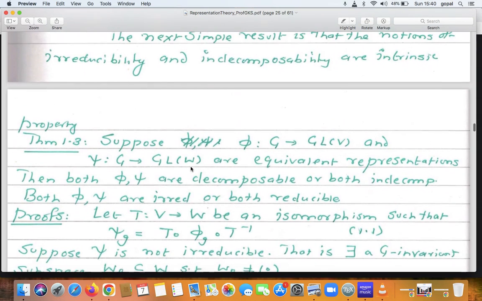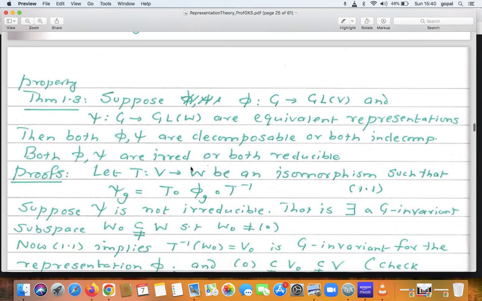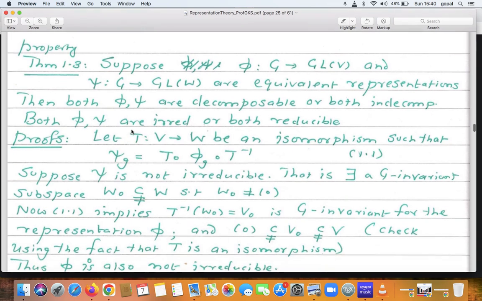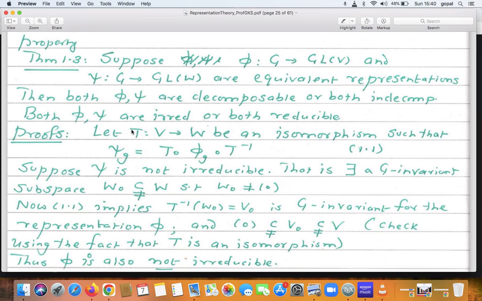Irreducibility and indecomposability are intrinsic notions. Suppose phi and psi are representations from G to GL(V) and G to GL(W), and they're equivalent representations. Then both are decomposable or both are indecomposable, both are irreducible or both are reducible. So reducibility and decomposability are intrinsic notions. They do not depend on the representation; they're preserved under equivalence.